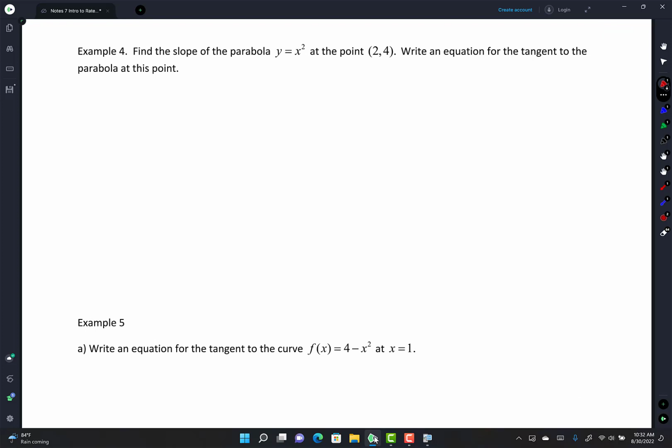This is a game part that we need real quick. Look what this question says. It says, find the slope of the parabola y equals x squared at the point 2,4. Write an equation for the tangent line to the parabola at this point. What do you notice? I have a parabola, and it wants the slope of this tangent line, but I only have 1 point. In all your life, have you ever found the slope of anything with just 1 point? But we're about to.